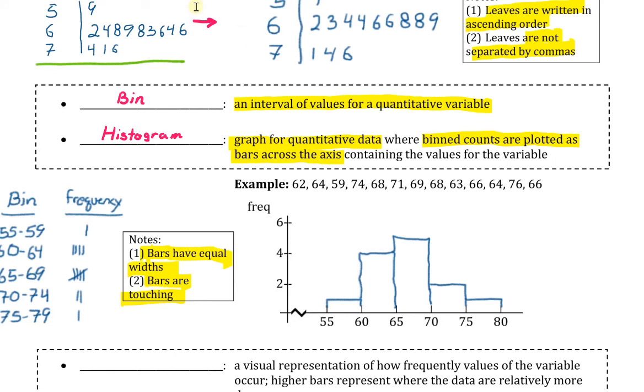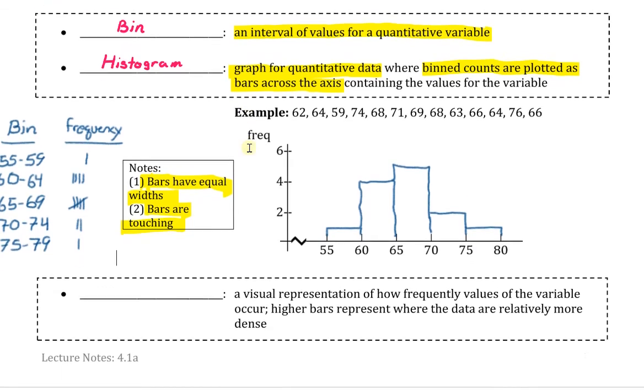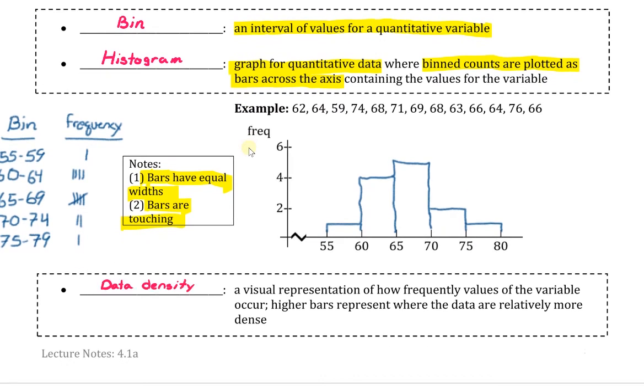From your histogram, we can get an idea of data density. This is going to be a visual representation of how frequently the values of the variable occur. Higher bars represent data where there is more frequency.